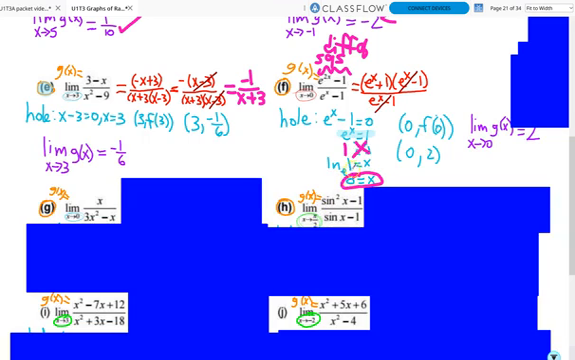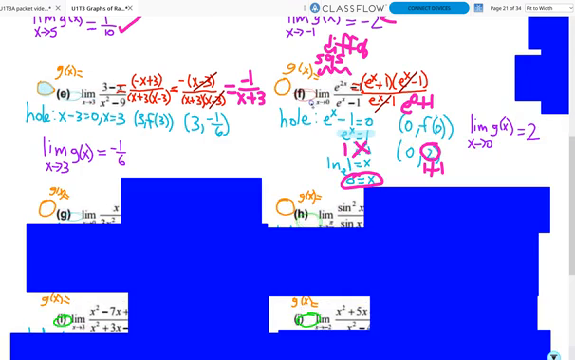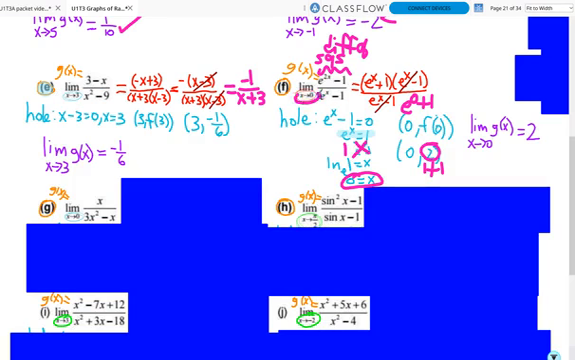0 plugged back into e to the x plus 1 becomes e to the 0 power plus 1. Anything to the 0 power is 1, so 1 plus 1 equals 2. And so my limit statement is going to be the limit as x approaches 0, because that's what it says here. The limit as x approaches 0 of g of x equals 2.